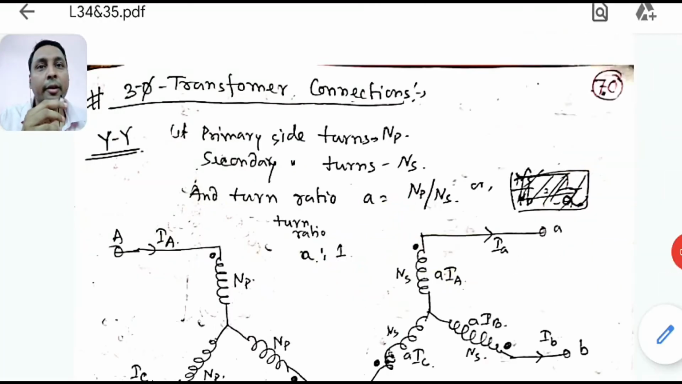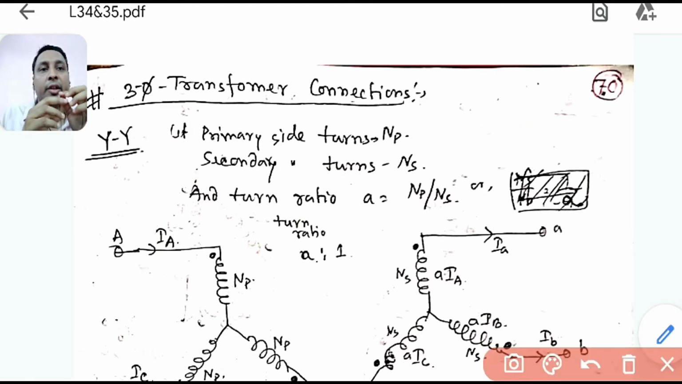Okay students, I welcome you all once again to lecture 34 of this switchgear protection series. So, in continuation with our transformer protection, today we will see the different types of three-phase transformer connections possible and what their phasor diagrams are. It will be important for us to connect this to the differential protection scheme.